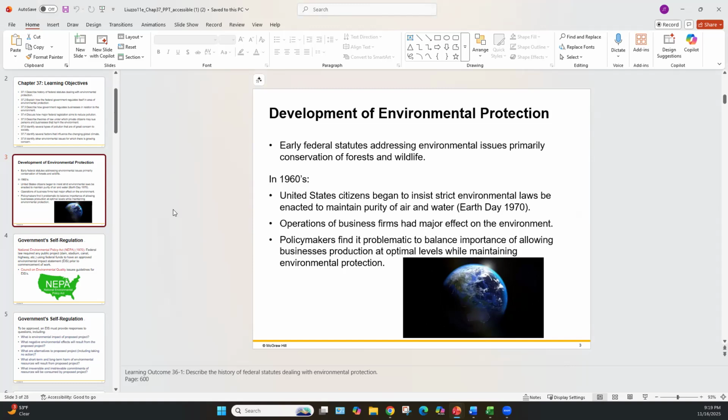By the 1960s, we were starting to see early federal statutes addressing environmental issues, primarily conservation of forest and wildlife. So we were aware of that. For example, Teddy Roosevelt, who was the president in the early 1900s, started designating certain parts of the country as federal wildlife conservation lands, which could not be touched. No residential living, no industrial machinery, and no chopping down of the trees that at that time made homes and buildings and various other goods.